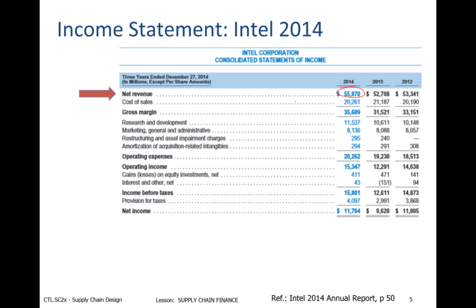$55,870,000,000 in revenue. The cost of sales, that's a variant of one of the different costs, or cost of goods sold. And we see that that's $20,261,000,000. Next, we see gross margin. Well, that's a variant of the profit. It's one element of the profit, and we see that listed here at $35,609,000,000.